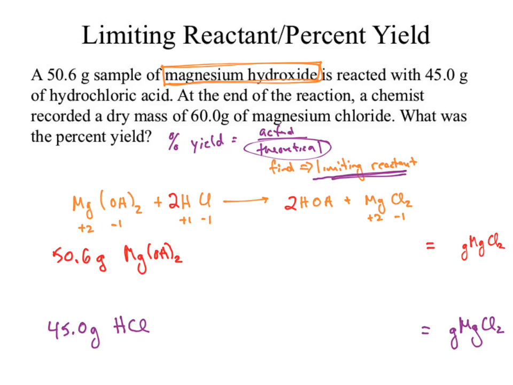Balanced chemical equation. Periodic table again. Okay. Now I can compare those two numbers. Which one do I use? The smaller number. What do I do with it? I plug it into the theoretical. Then what do I do? Calculate actual over theoretical times 100%, and I have my answer.